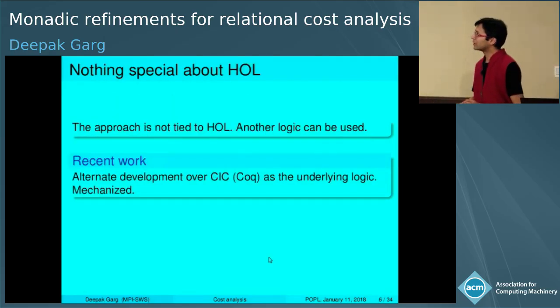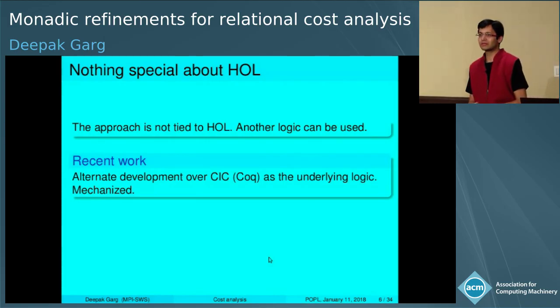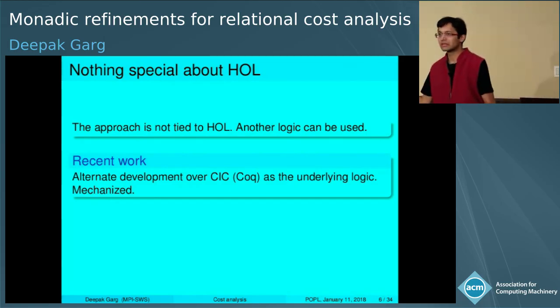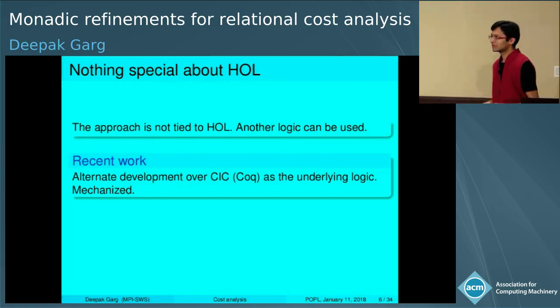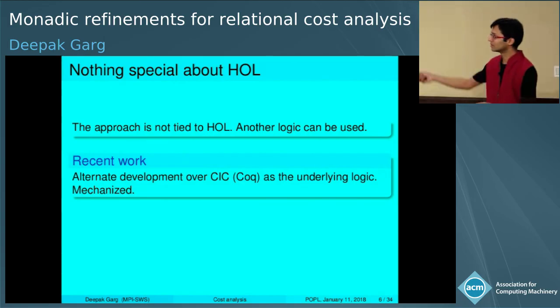I should also point out, before I delve into the technical details, that there is really nothing special about starting from HOL as the logic for establishing functional properties. The whole thing that I'm talking of can also be done on something else. In fact, after writing the paper, we tried to redo the whole development over CIC, so basically CoC, and that works equally well. In fact, it's easier because CoC has enough expressiveness that every extension that I'm talking of can be embedded in CoC itself. So this we were able to mechanize very easily.